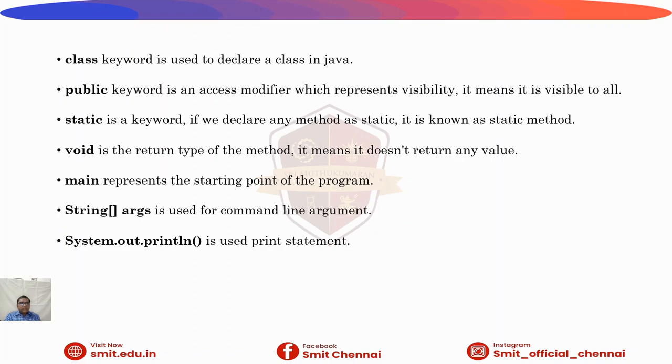Next is void. Void is the return type of the method, that is, it does not return any value. Then main represents the starting point of the program. String args is for command line arguments. And at last, System.out.println is used for the printing statement.